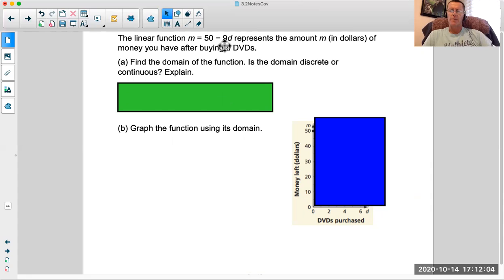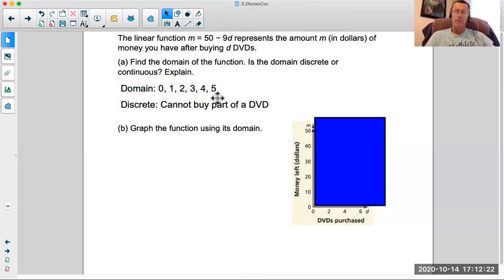Well, 9 times 5 is 45, so I could afford buying 5 of them. Could I afford 6? No, because negative 9 times 6 would be negative 54. That would mean I'm spending money I don't have. I only have 50 bucks. So hopefully you got the domain was 0, 1, 2, 3, 4, 5. And it's discrete because you can't buy part of a DVD.